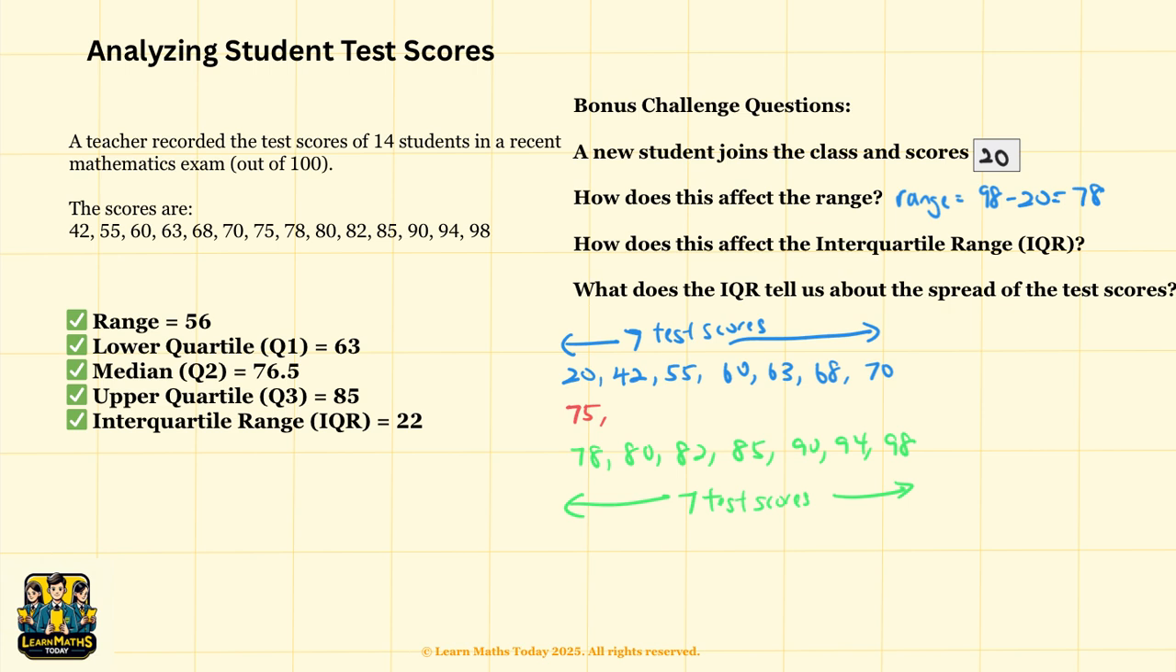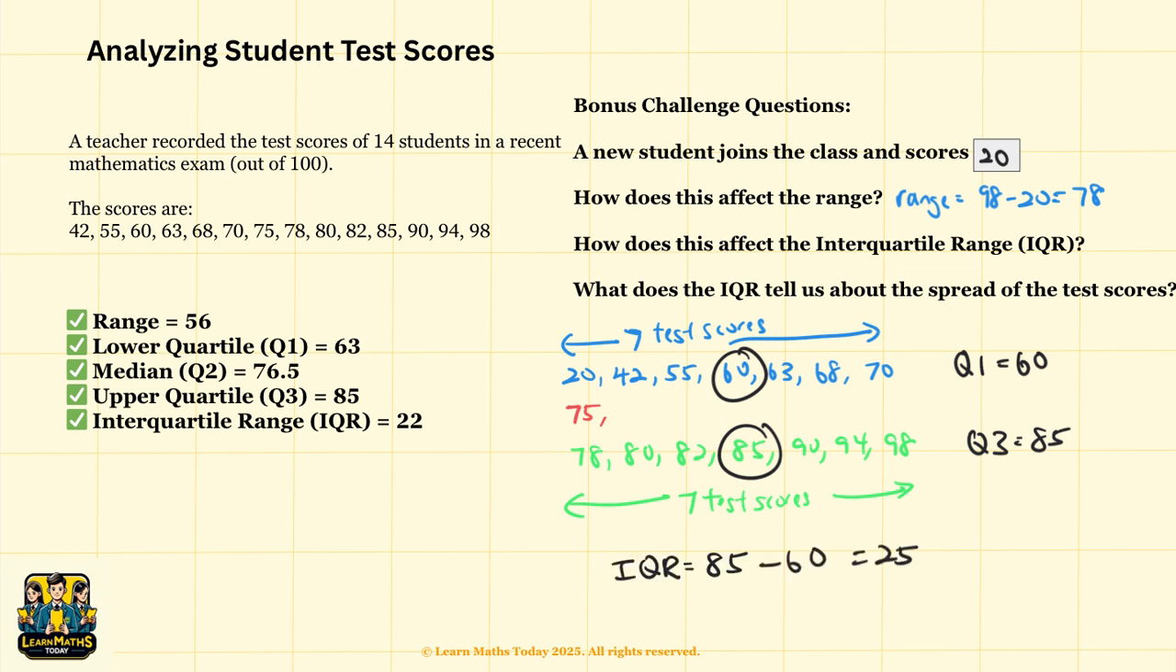Let's find the lower quartile in this case. Out of the 7 test scores, we know that the median value will be 60. And for the upper quartile, it's still the same as before adding the test score of 20. You can see the upper quartile is still 85. So we can see that the interquartile range is now 85 minus 60 equal to 25, which is just slightly above the previous interquartile range of 22.